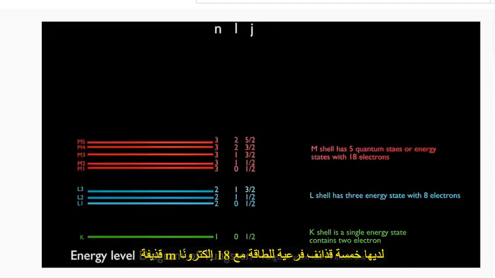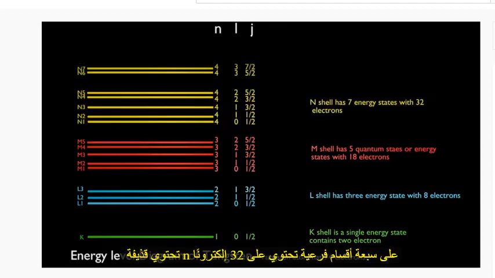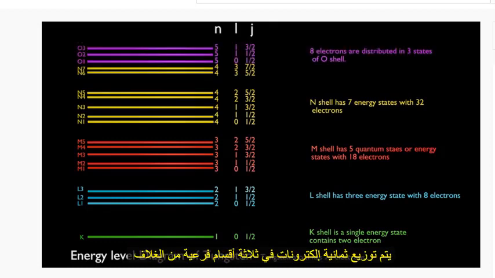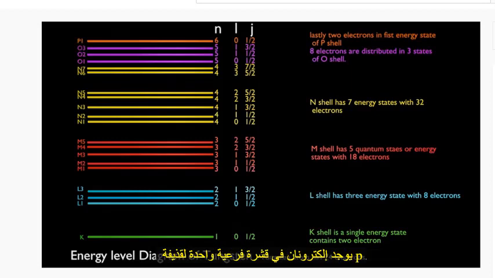The M shell has 5 energy subshells, with 18 electrons. The N shell has 7 subshells, containing 32 electrons. 8 electrons are distributed in 3 subshells of the O shell. 2 electrons are present in 1 subshell of the P shell.